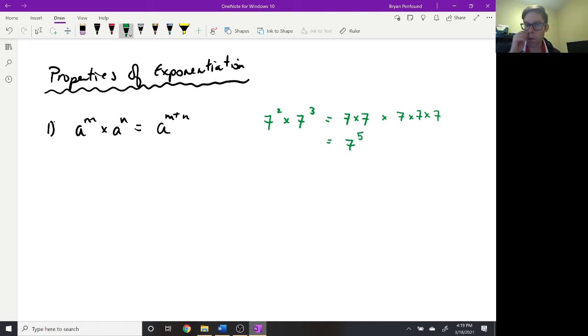of 7. So in other words, I started with 2 and 3. My end result is 5. This 5 comes from adding together the 2 and the 3. So like I said, make sure you just make that small fix up here. This should be a to the m plus n.